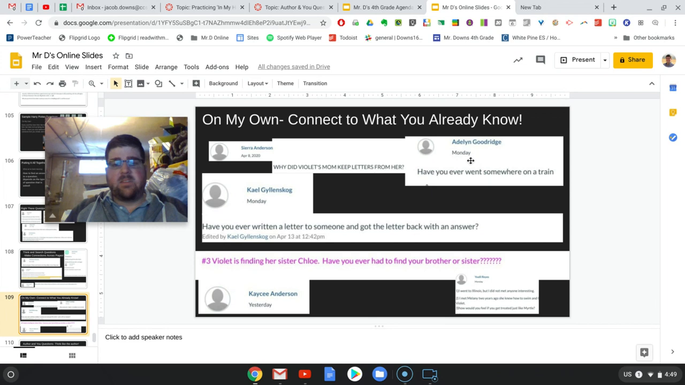So Addie asked, have you ever went somewhere on a train? The key strategy with these on my own questions is you connect to what you already know with either crafting the question or answering it. Kale asked, have you ever written a letter to someone and got back an answer? Well done, Kale. Casey said, Violet is finding her sister Chloe. Have you ever had to find your brother or sister? That's a great on my own question where you connect to what you already know.